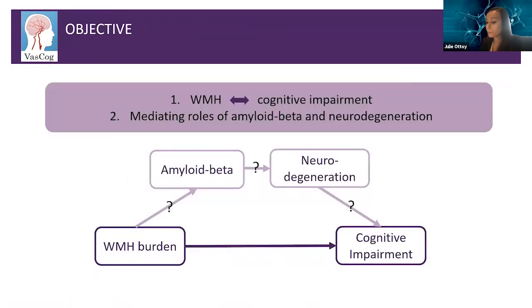Next. So based on this MITNIC C6 data, the primary objective of our study was to investigate the association between white matter hyperintensities and cognitive impairment. And secondly, we investigated the mediating roles of amyloid and neurodegeneration within this relationship between hyperintensities and cognition. Next, please.